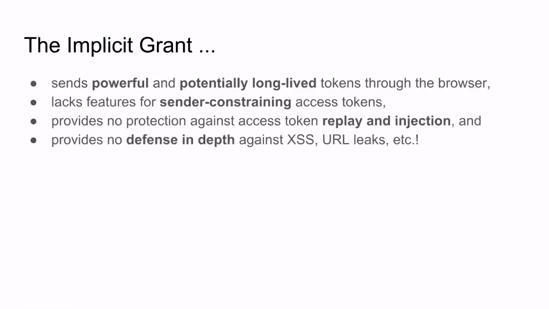So the implicit grant sends this powerful and long-lived access token through the browser, which is not a good idea. It lacks features for sender constraining. We have replay and injection problems, and it doesn't provide any defense in depth. So if any of your defense lines falls, then you're screwed.